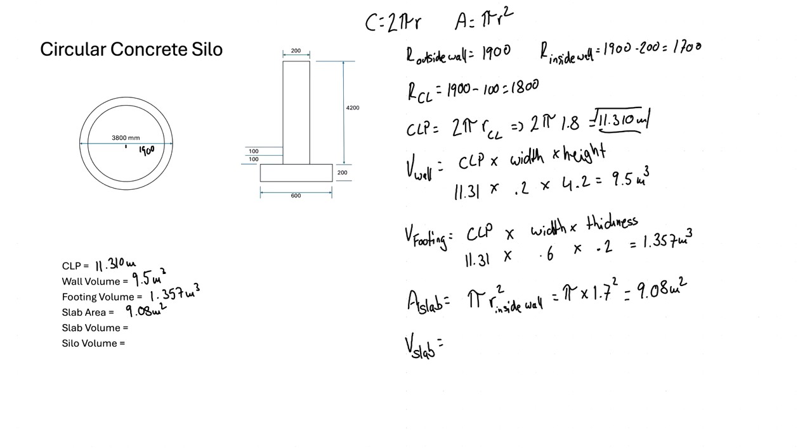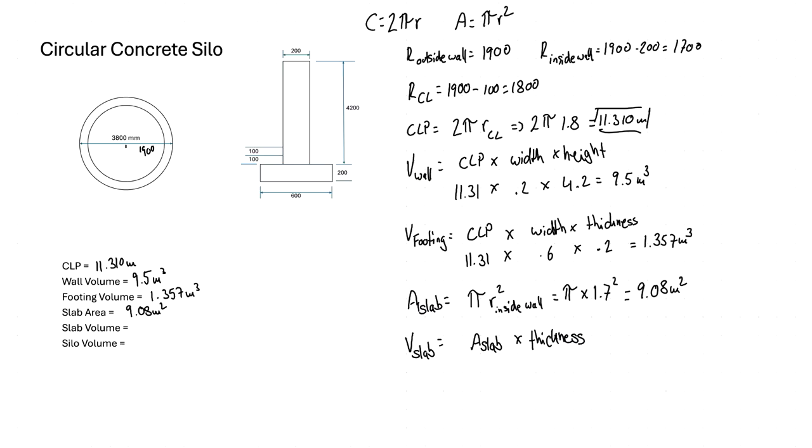already did half the work here. Again, how do we figure out the volume of anything? It's length times width times height. And for a circle, length times width is the area of the circle itself, right? And then we multiply it by the height that we have given to us right here. So we take the area of the slab that we just figured out and we multiply it by the thickness of the slab.